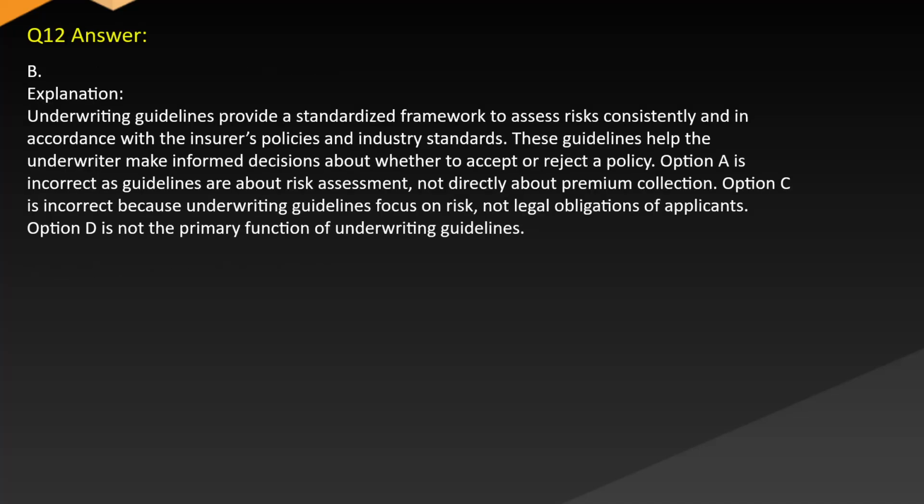Answer: B. Explanation: Underwriting guidelines provide a standardized framework to assess risks consistently and in accordance with the insurer's policies and industry standards. These guidelines help the underwriter make informed decisions about whether to accept or reject a policy. Option A is incorrect, as guidelines are about risk assessment, not directly about premium collection. Option C is incorrect because underwriting guidelines focus on risk, not legal obligations of applicants. Option D is not the primary function of underwriting guidelines.